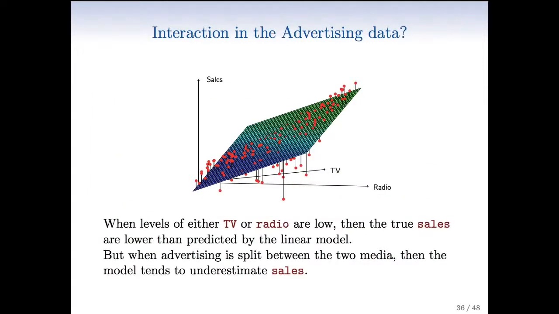So here's a nice, pretty picture of the regression surface, sales as a function of TV and radio. We see that when the levels of either TV or radio are low, then the true sales are lower than predicted by the linear model. But when advertising is split between the two media, then the model tends to underestimate sales. And you can see that by the way the points stick out of the surface at the two ends, or below the surface in the middle.